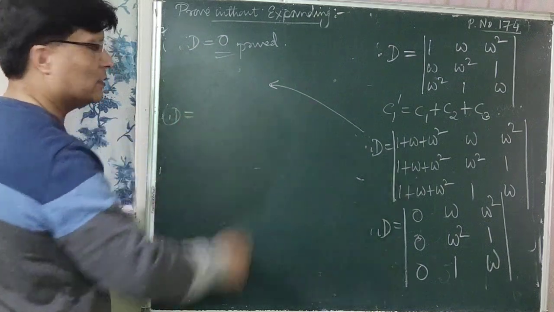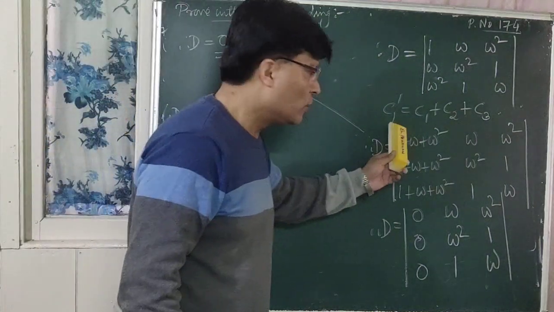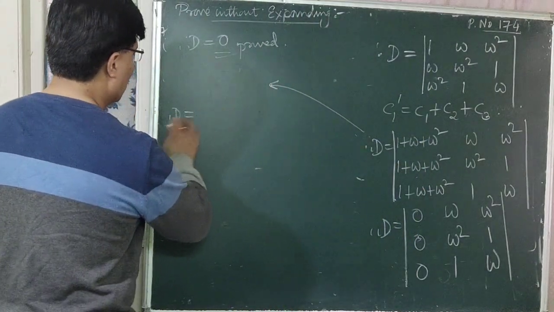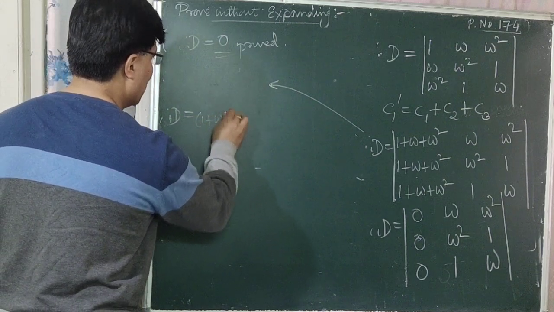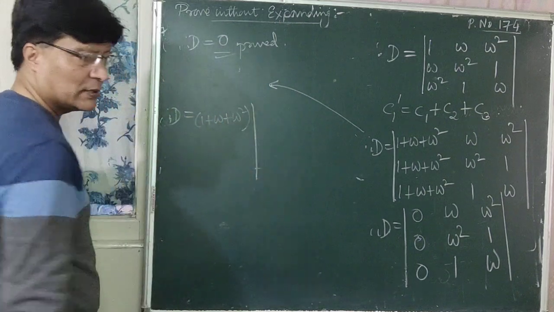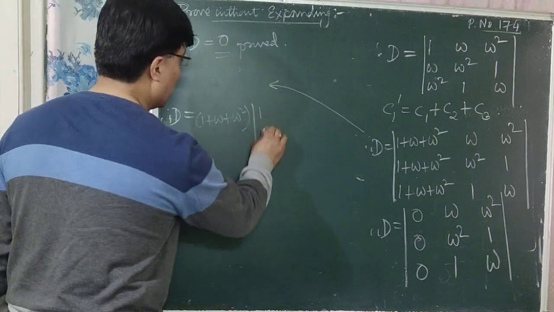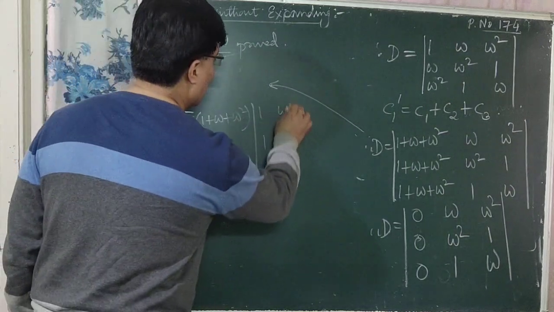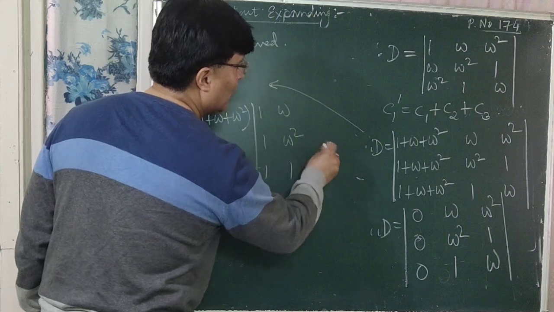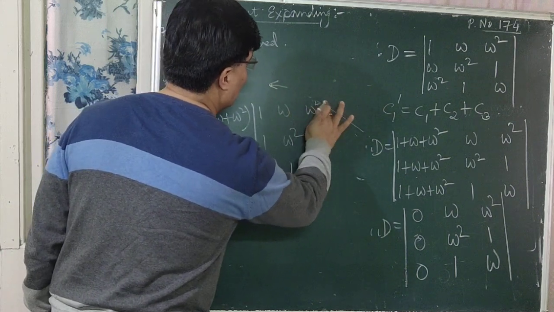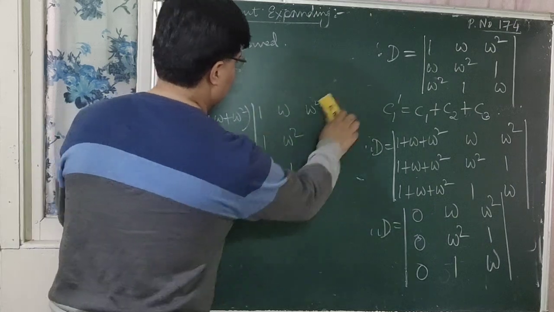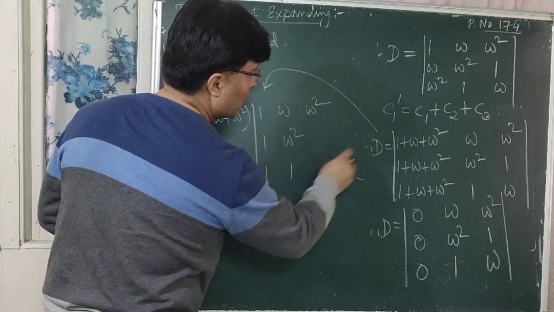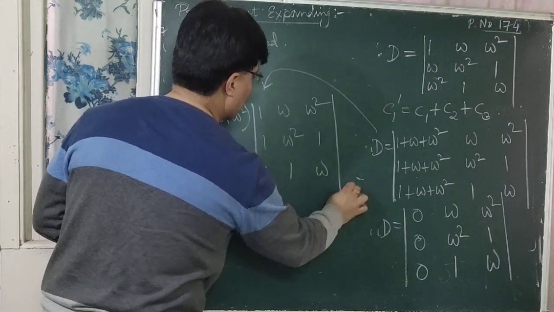Therefore D is equal to, you could have taken common out here also. You can take common 1 plus omega square. Right? And what is the new first column now? 1 1 1. Second column and third column remain same. That is omega square 1, and next omega square 1 and omega, right?